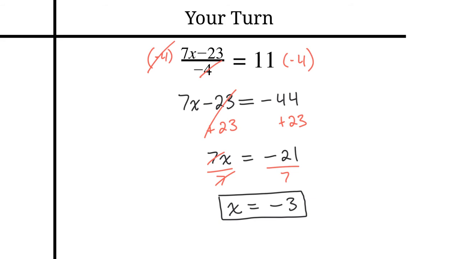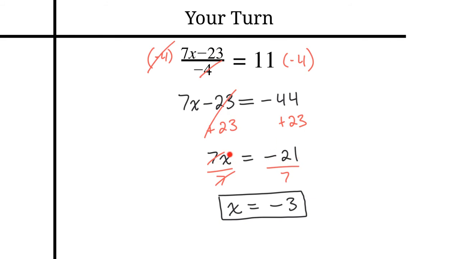And before we can do anything with this 7x, we need to get rid of this minus 23. So to get rid of minus 23, we do the opposite operation, which is addition. So we're adding 23 to both sides of the equation. And once we do that, we're left with 7x equals -21.